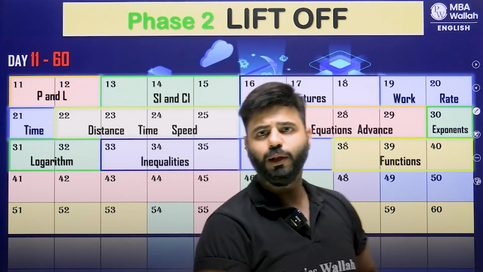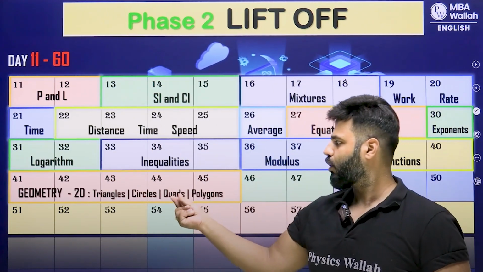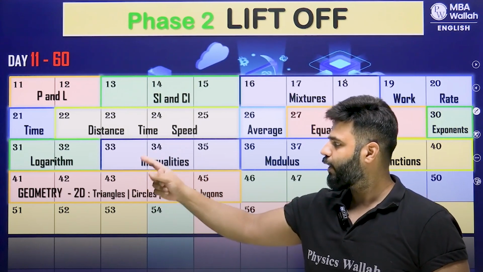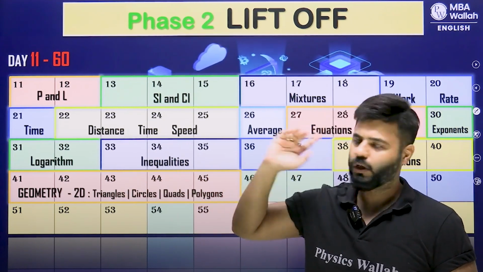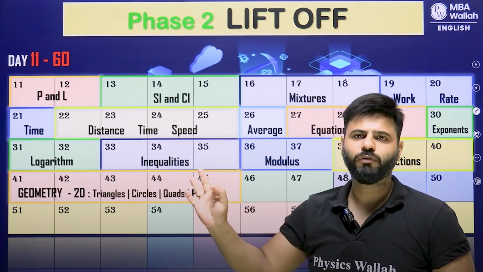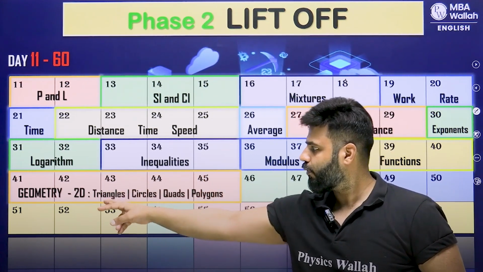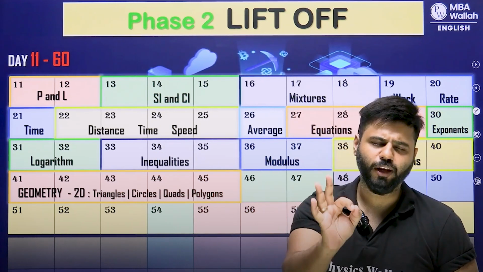Now, once done with arithmetic and algebra, you need to move to geometry. Start with 2D: triangle, circle, quads, polygons. 5 days, spend most of the time on triangles. If you become good at this, learning the rest would be a piece of cake. You can finish all of these in half the time if you do triangles very properly.